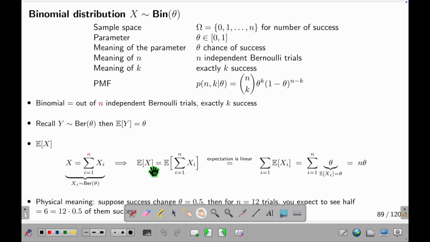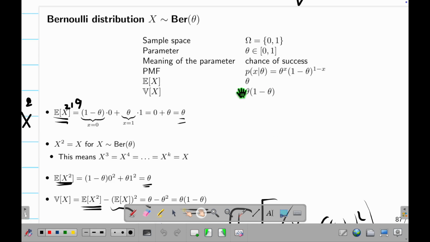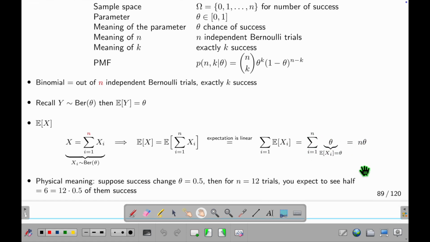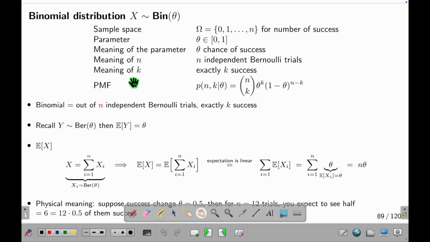How do you get this? This big X is the sum of n independent IID Bernoulli variables. And since expectation is linear, do you remember there's a big slide with so many equations? I can put the E inside the summation sign. And each of these xi is IID Bernoulli. And for Bernoulli, the E of X is theta. So this thing becomes theta. How many of them? n of them. So n theta. That's it. So if I toss 12 times and the coin is fair, on average I should see 6 successes. This is how you get the E of X for the binomial.